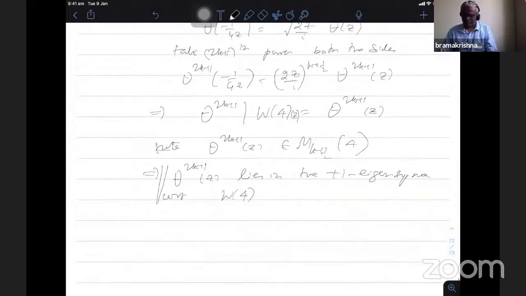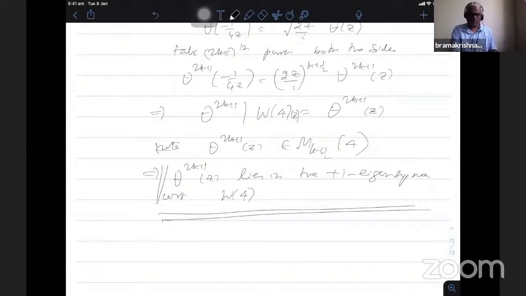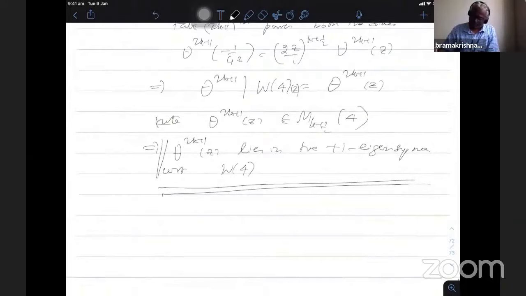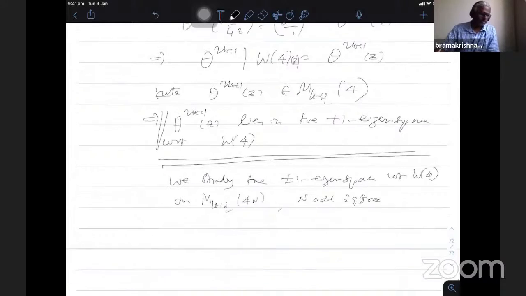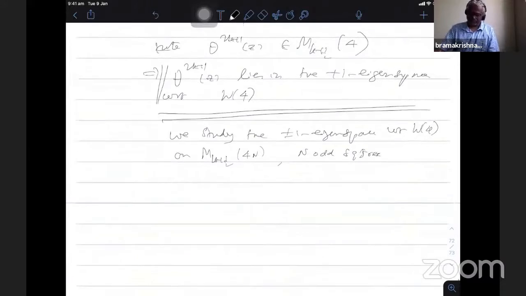In today's lecture, we will see that this theta under the certain Shimura maps is mapped to level 1 modular form. So that's the whole purpose today. So we study the plus minus 1 eigenspace with respect to W4 on M_{k+1/2}(4n), where n is odd and square free. Okay, we'll come to the definition a little later.